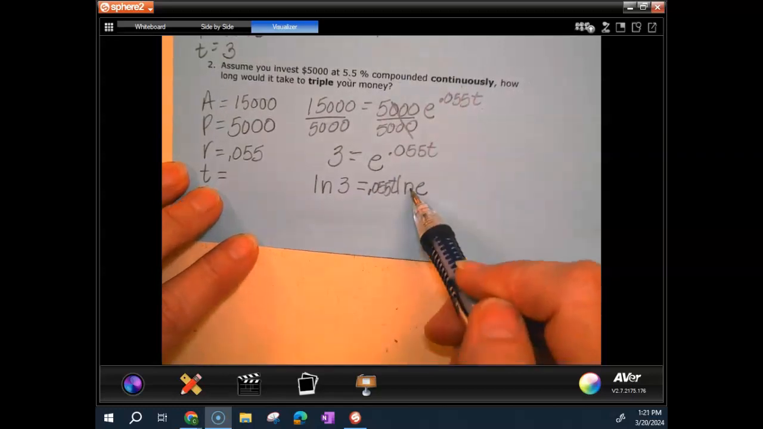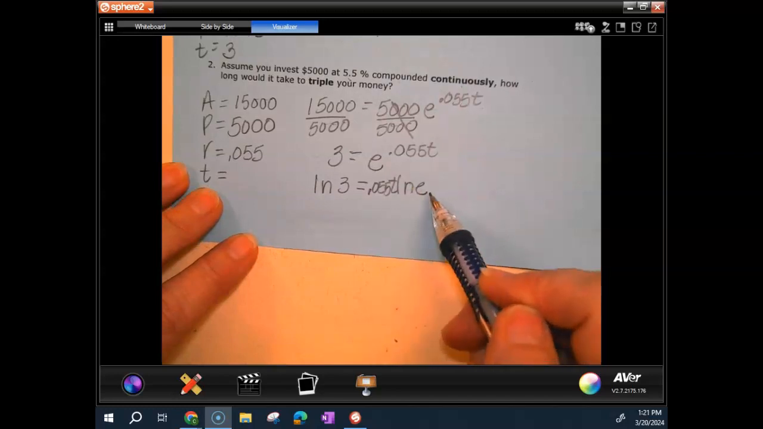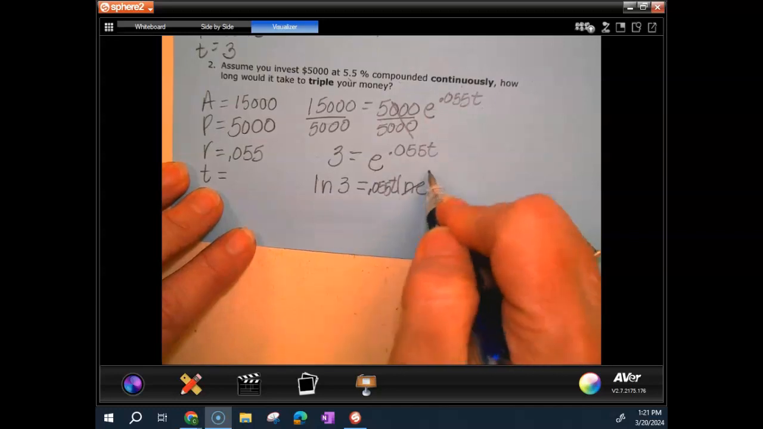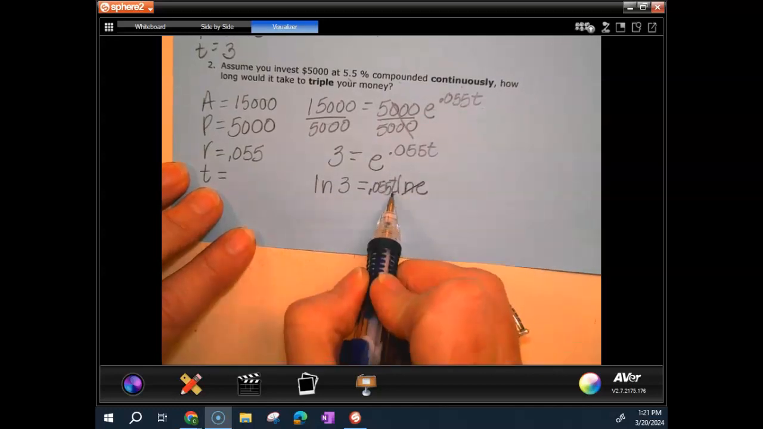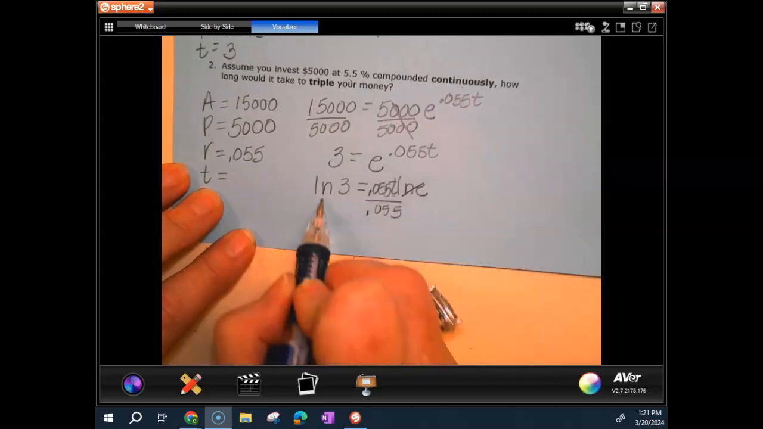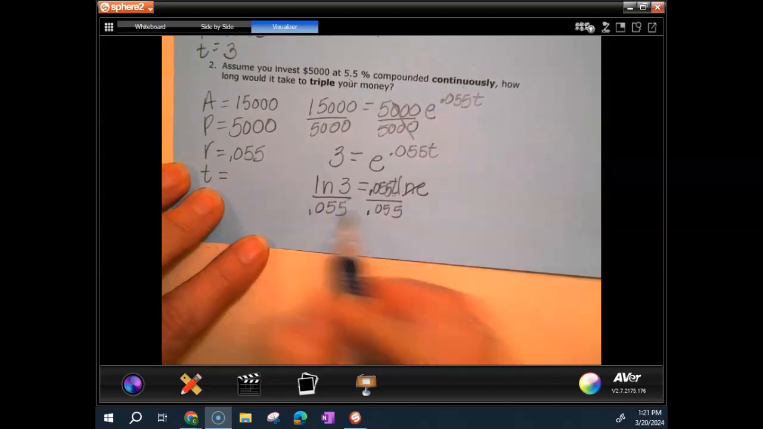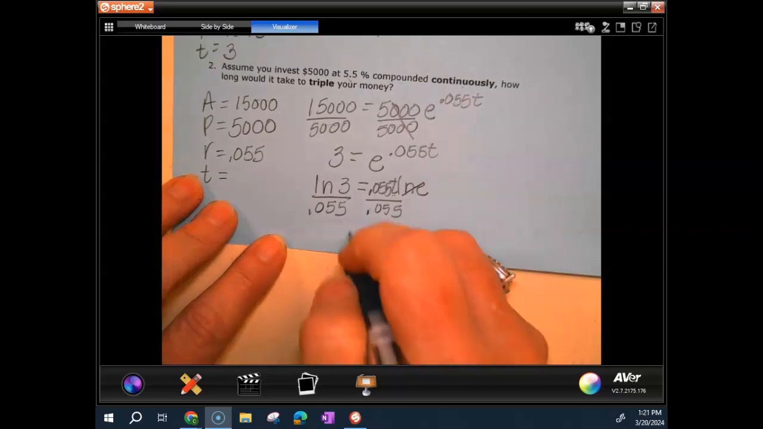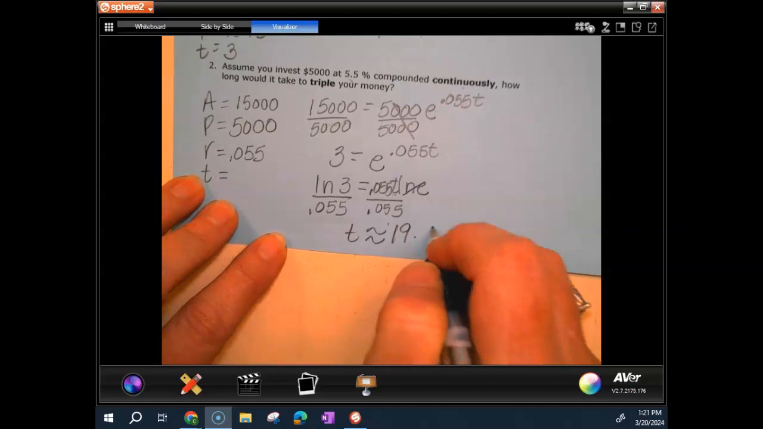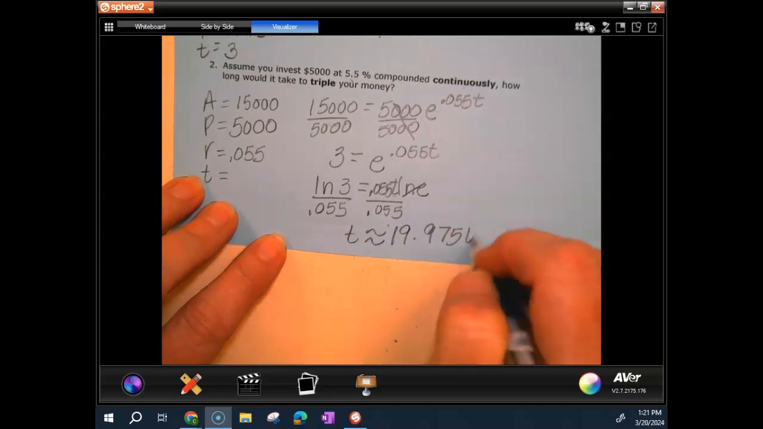And y'all, the ln base e of e, what did we say that was? 1. So I know this is 1. So to solve for t, I just have to divide by 0.055. And if you did that, you would get about 19.975 years.